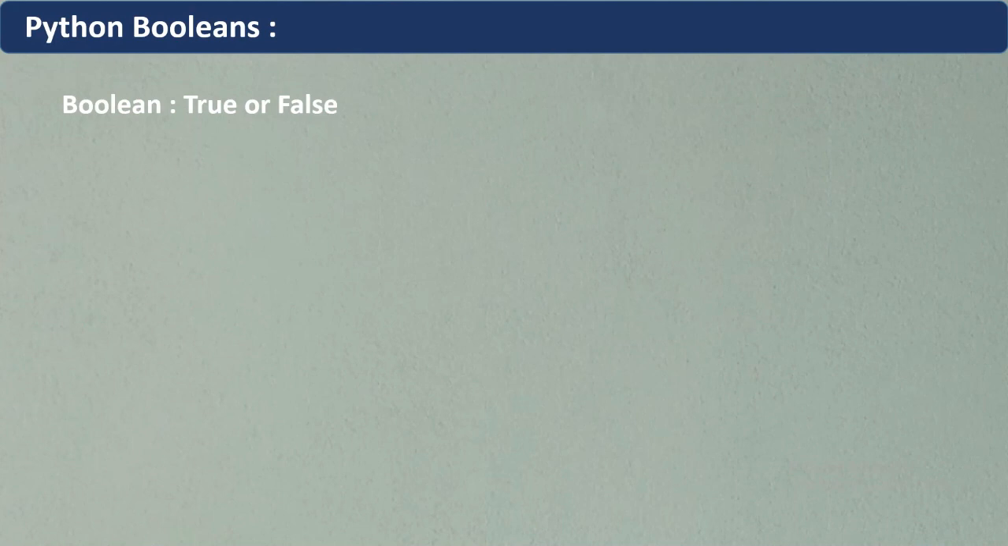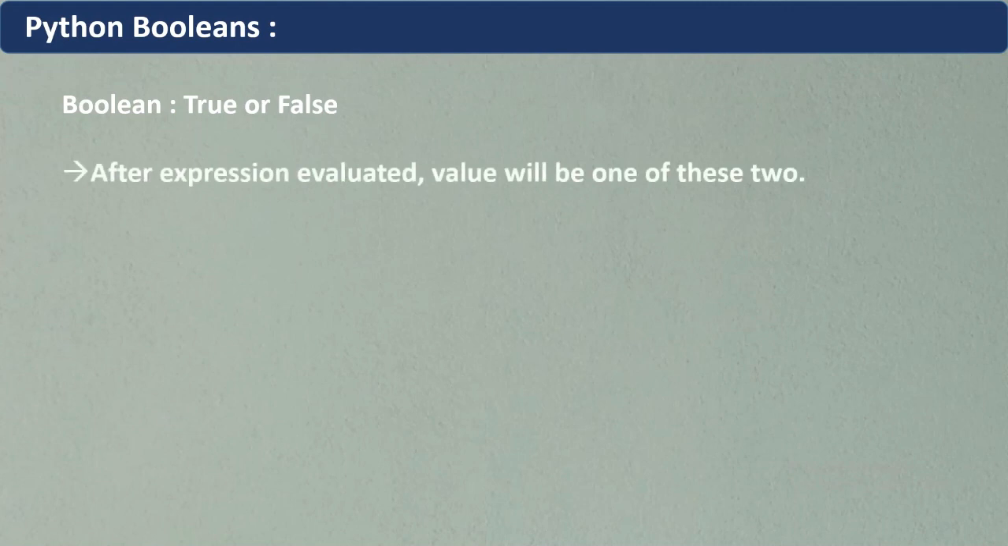Not only these values directly, we also use them in another way. Sometimes you have an expression, and after the expression is evaluated, that means there is a condition. Whenever there is a condition, the condition is true or false. So the value will be one of these two, that may be true or false. We will see with examples.